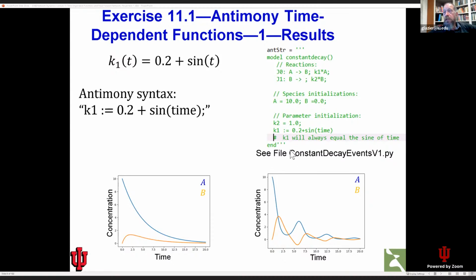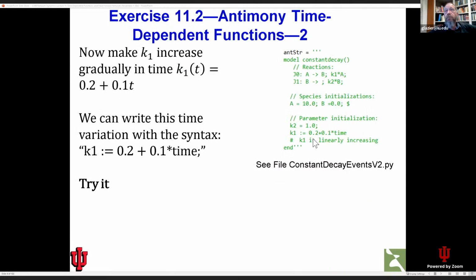So this is what you'll see here. And again, now K1 will always be a sine of time. Perhaps this one isn't so exciting, so it's not worth doing this since we don't have a lot of time. We can have any functional form we like.